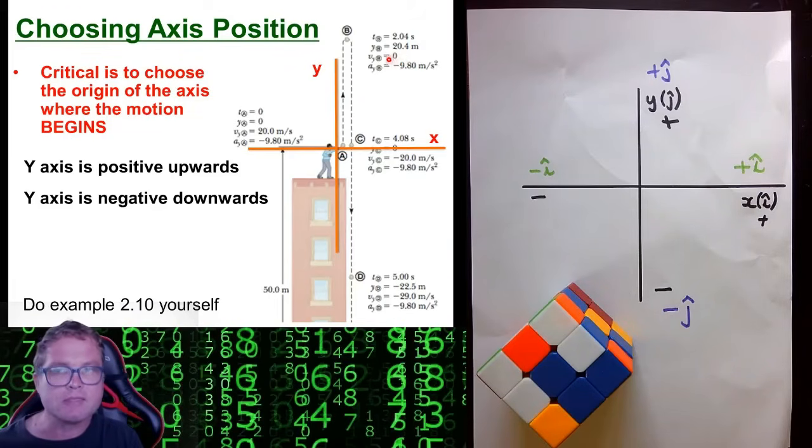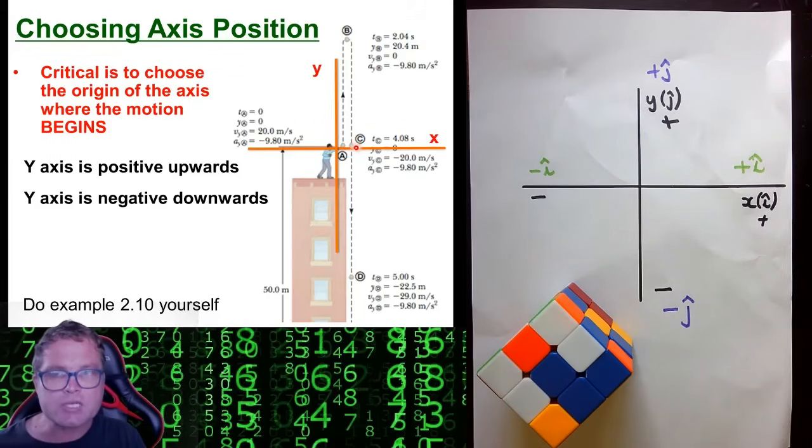The distance it went is 20.4 meters. We can't know that just by looking at this figure. That would be something we need to calculate. We've already spoken about the acceleration always being downwards. Then it stopped at B, then it starts falling downwards. The acceleration is minus 9.8 meters per second squared.